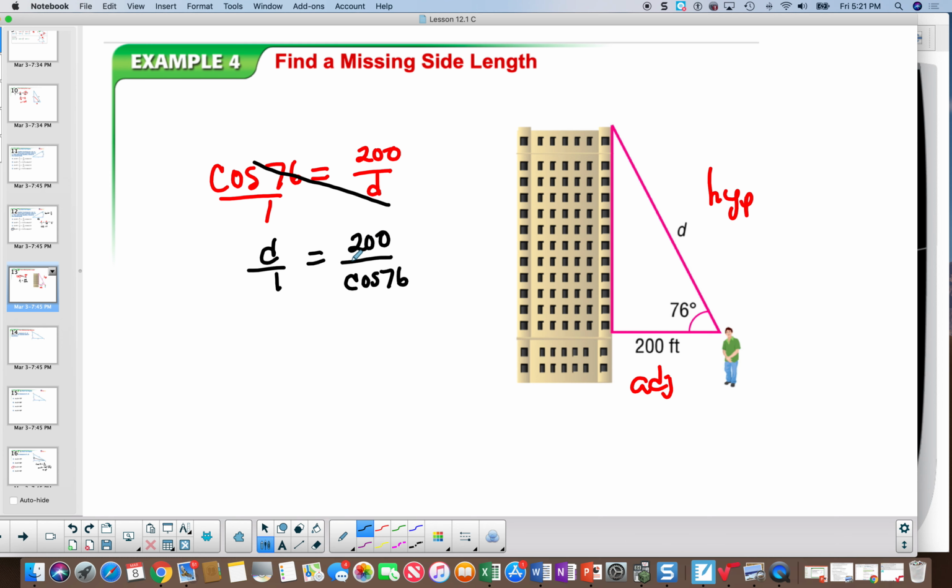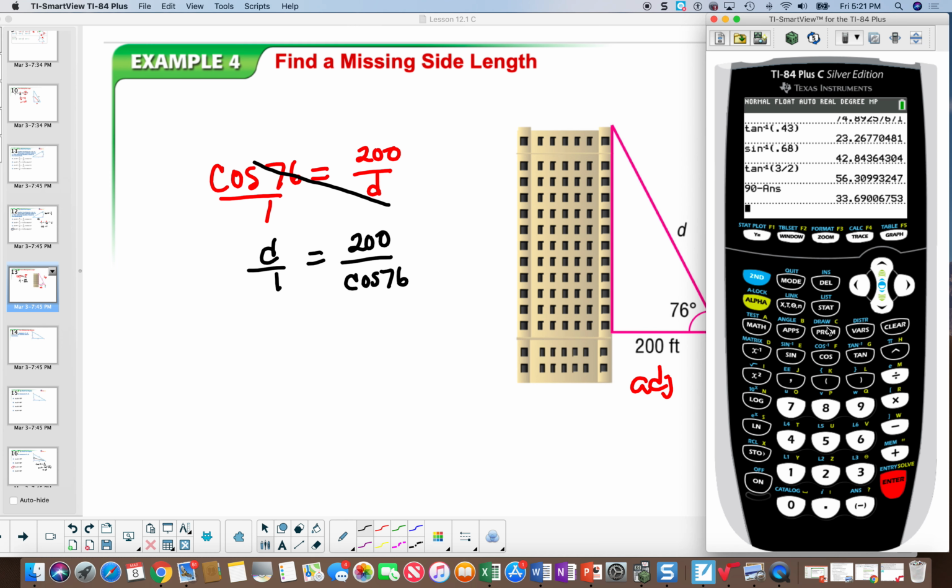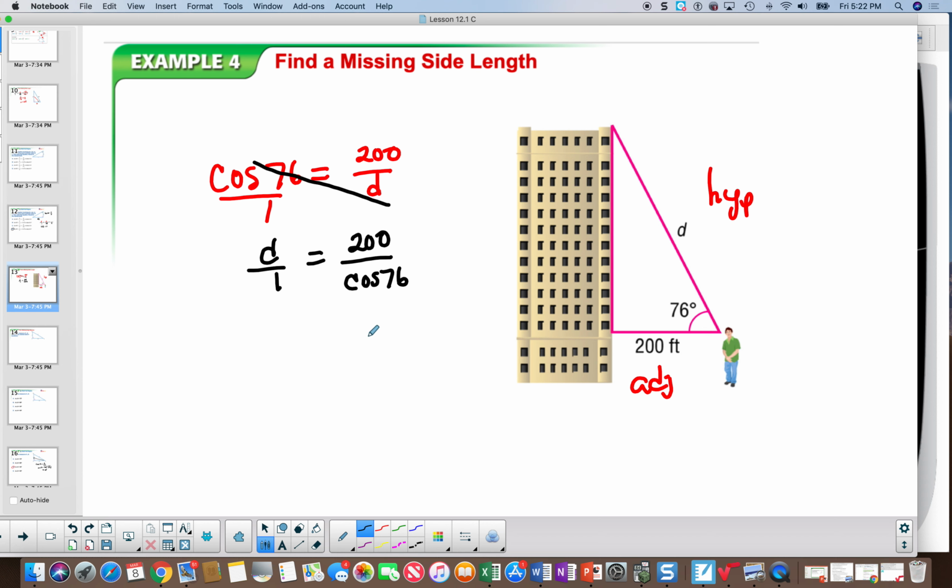D is equal to this, and I can just go to my calculator, and I'm going to clear, and I'm going to put 200 divided by cosine of 76, and now I get my d to be 826.7. 826.7 is equal to d without doing a whole lot of algebra.